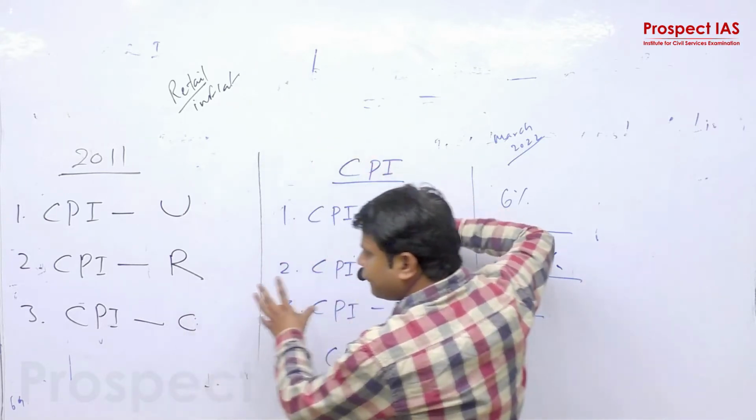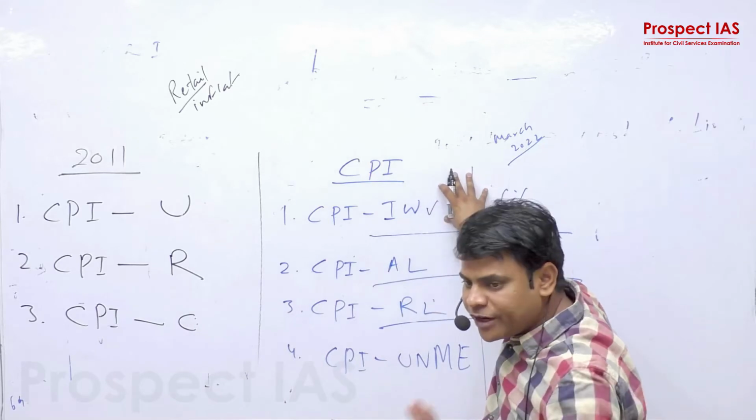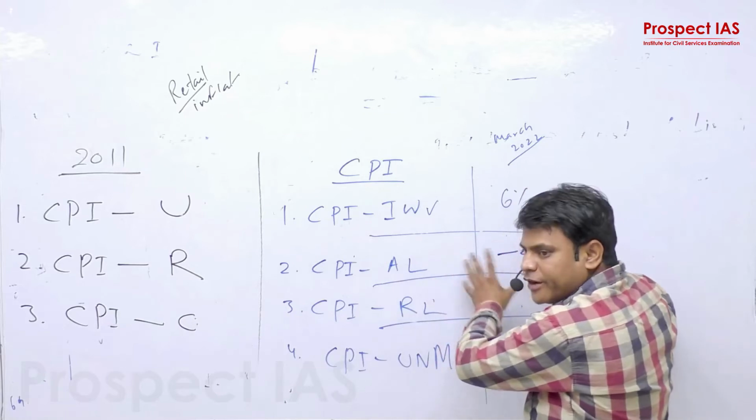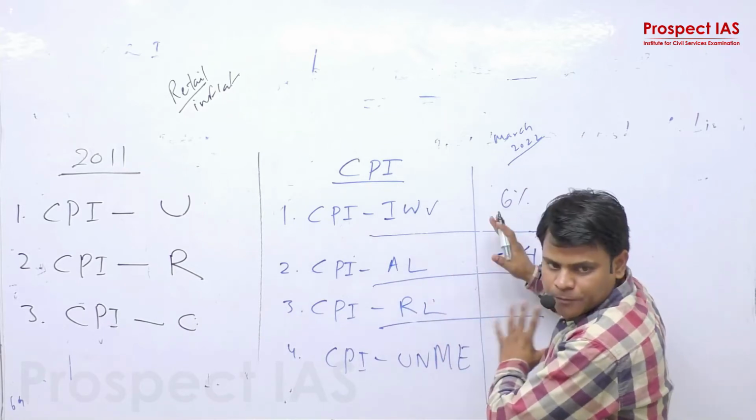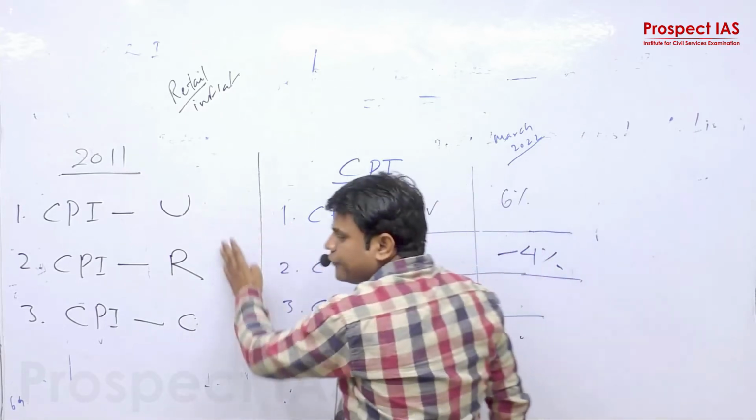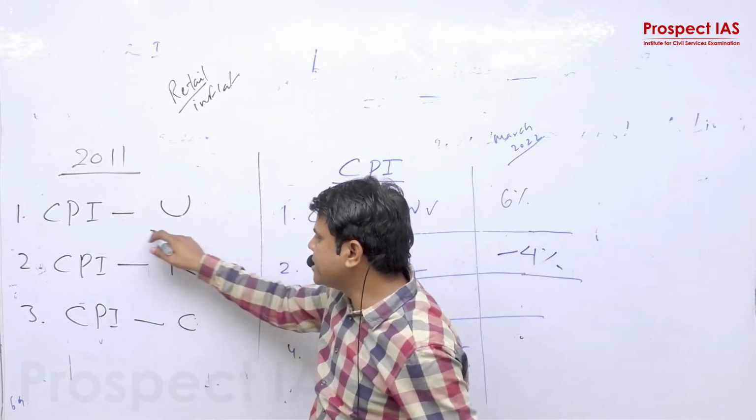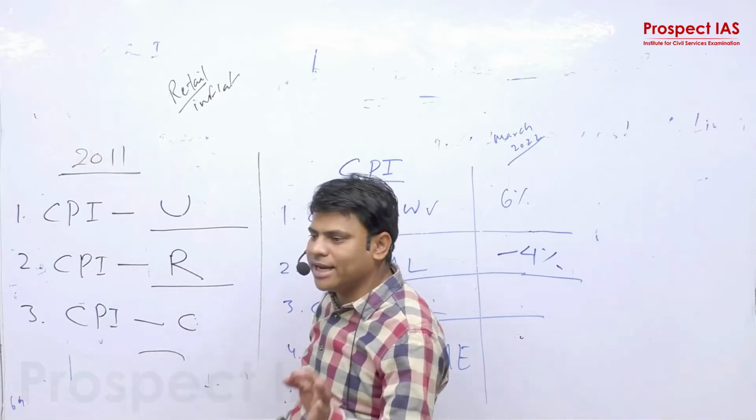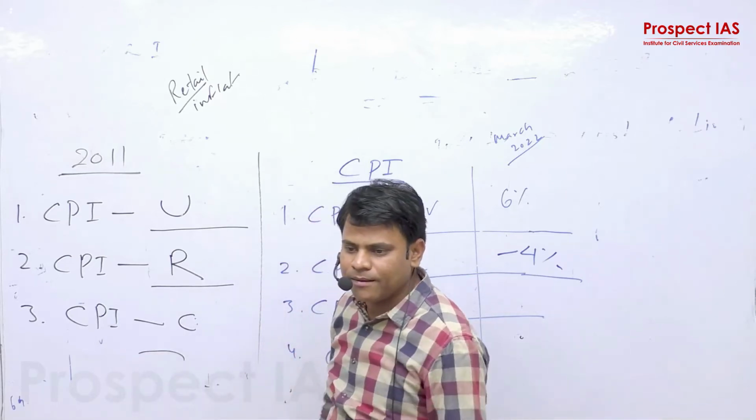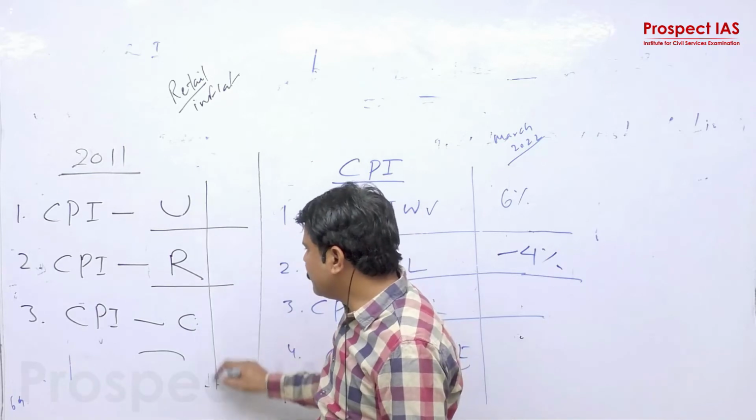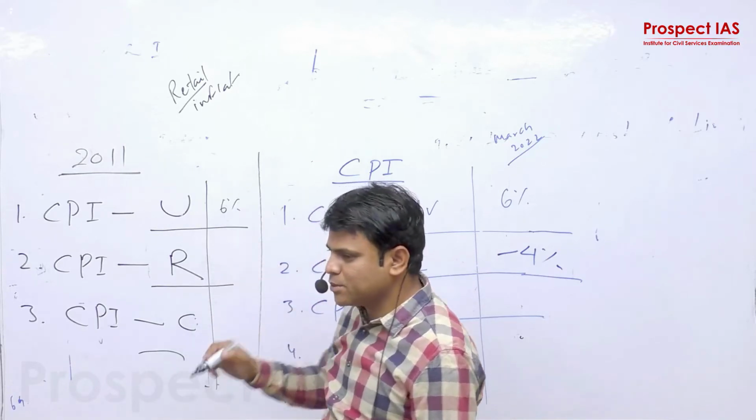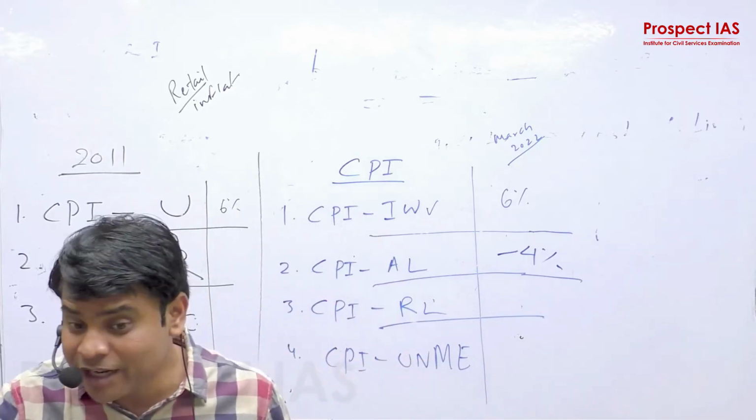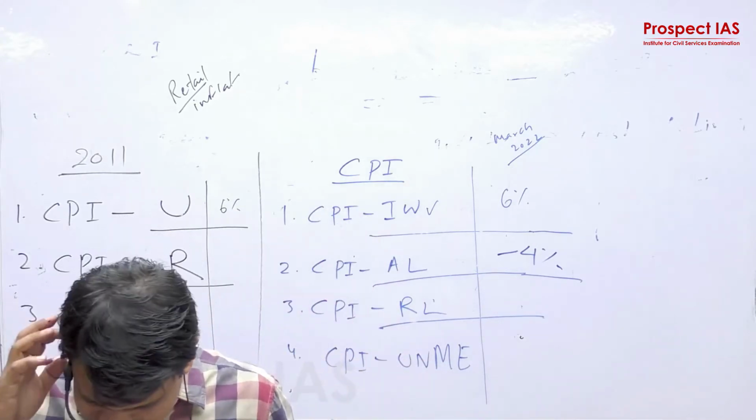So instead of calculating inflation for different groups of workers, which we used to do, now we are calculating inflation area wise. What is the inflation in urban areas, what is the inflation in rural areas, and what is the inflation in our country as a combined whole? So if in the newspaper you find that CPI-U is 6% this month, that means inflation prevailing in urban areas, retail inflation, not the wholesale inflation.